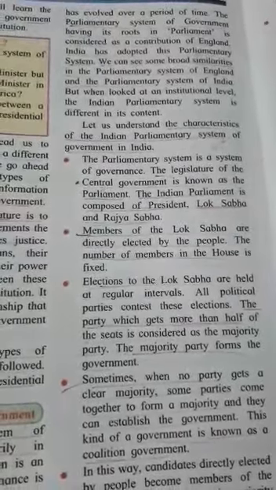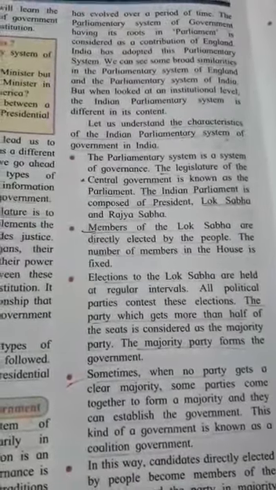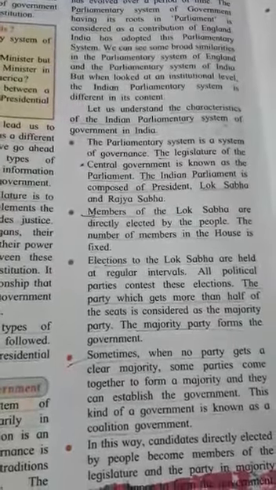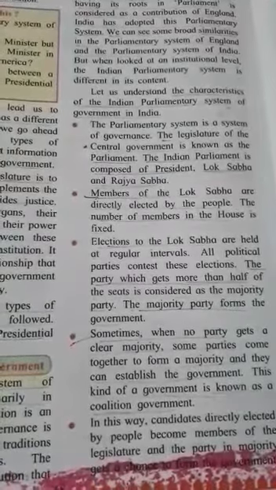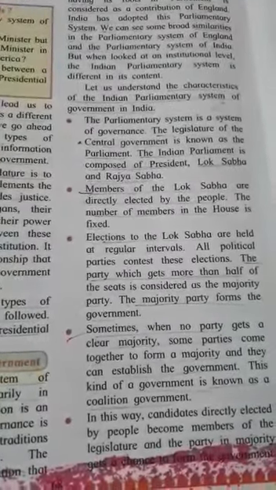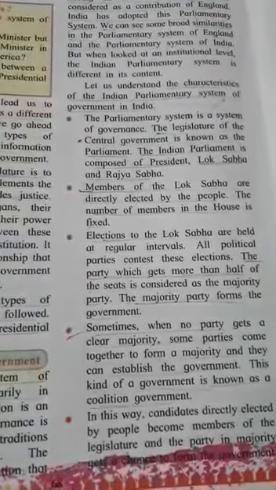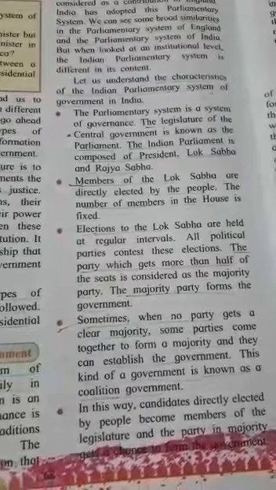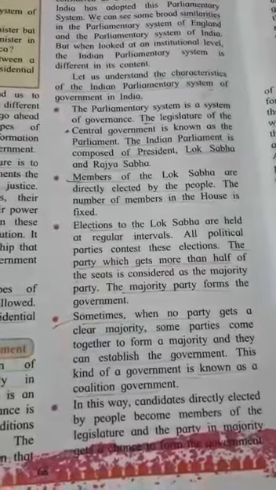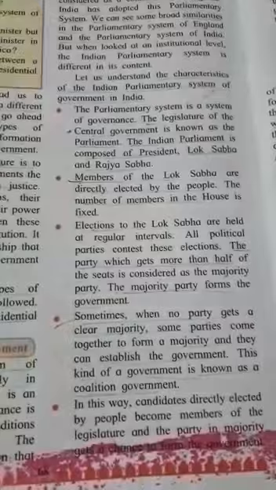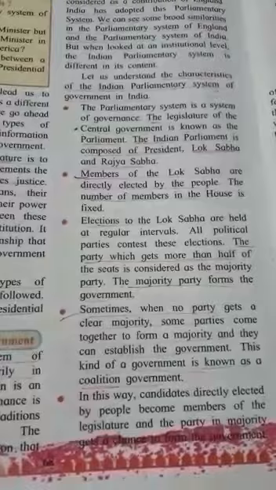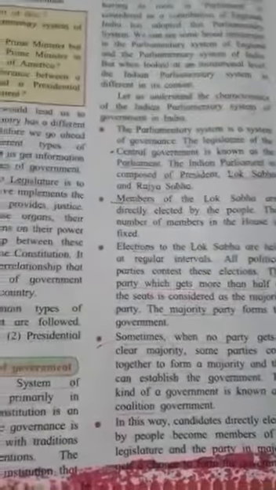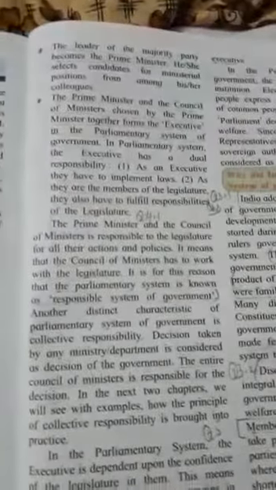The party which gets more than half of the seats is considered as the majority party. The majority party forms the government. Sometimes when no party gets a clear majority, some parties come together to form a majority and they can establish the government. This kind of government is known as a coalition government.